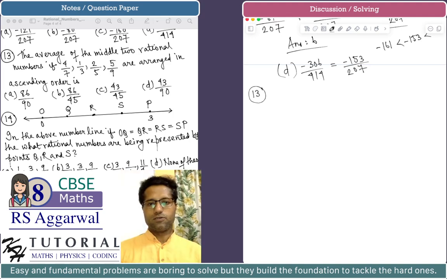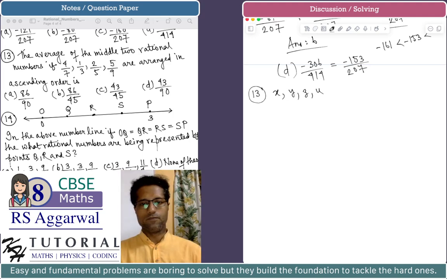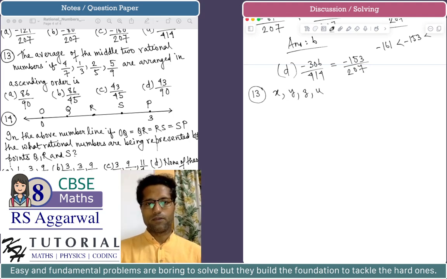okay. So in all the choices we can see the denominators are either 45 or 90. Now let's say the rational numbers are x, y, z and u, which in this problem are 4 by 7, 1 by 3, 2 by 5 and 5 by 9. Whatever the final order of these rational numbers in ascending order, the average of the middle two has to be their sum divided by 2. And the middle two has to be any two of the given rational numbers.